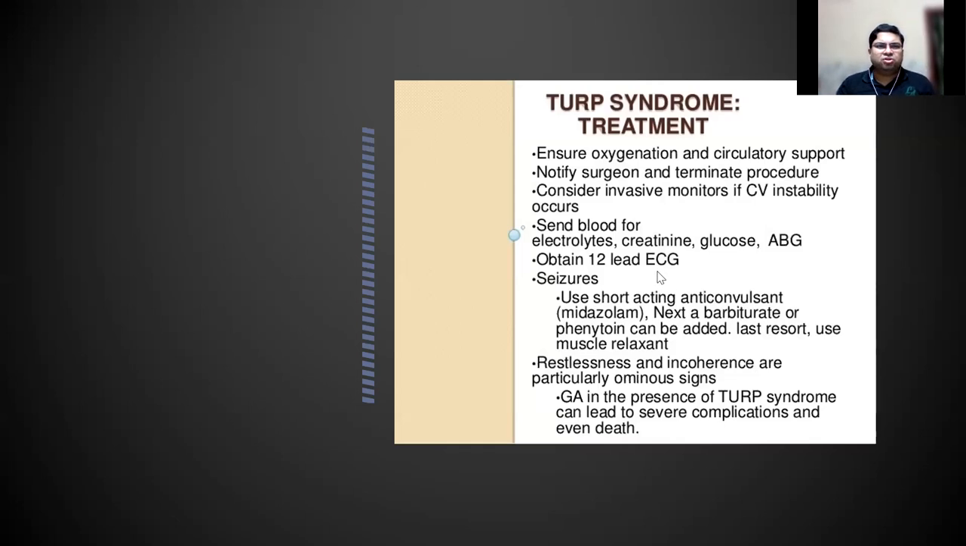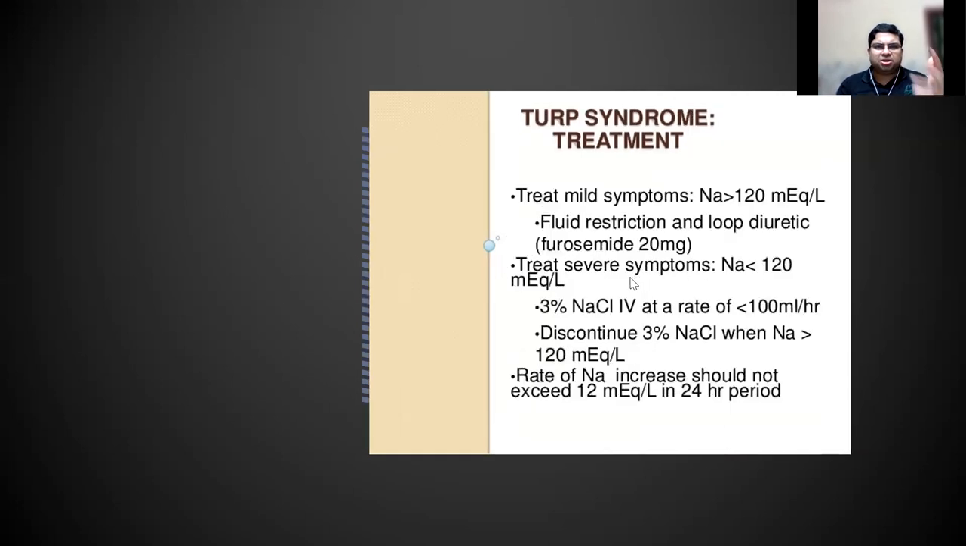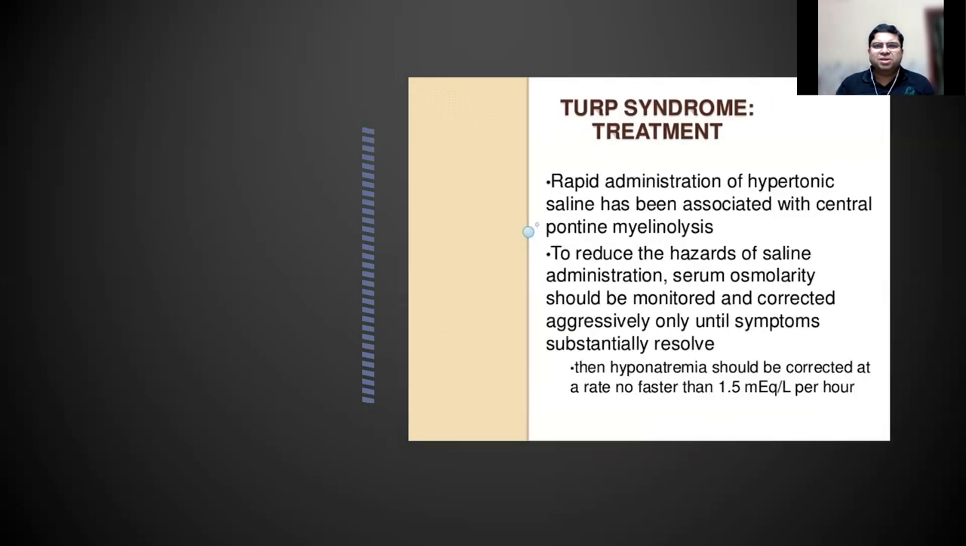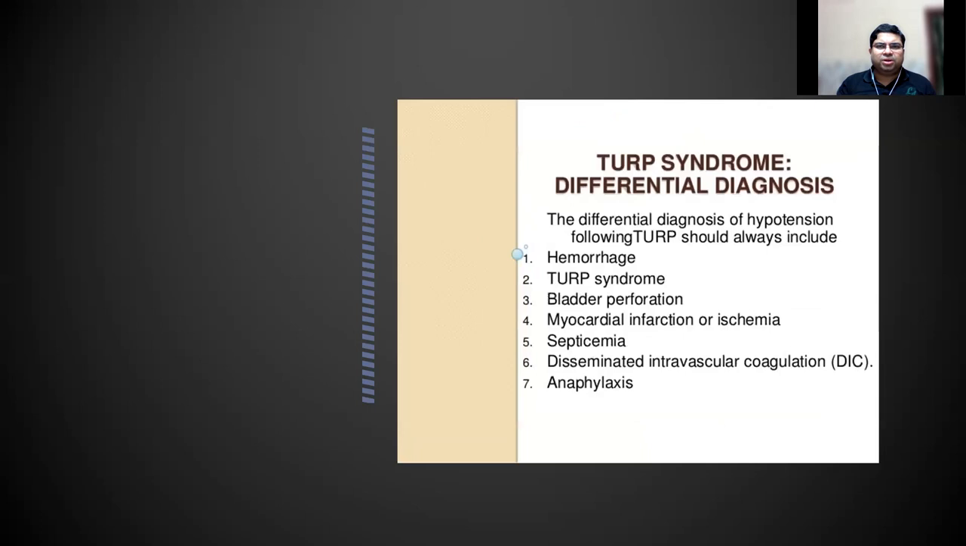If you have TUR syndrome, the best thing is to consider giving a Lasix injection, or just correct the hyponatremia with hypertonic saline if the sodium level is very low. Too rapid correction will cause central pontine myelinolysis, so correct it slowly, then go to normal IV fluids and then oral fluids. Okay, so these are the important things. The differential diagnoses are also important; the most important are hemorrhage and myocardial infarction.